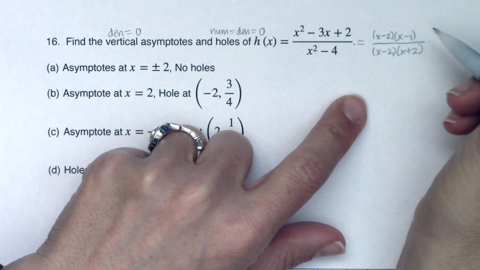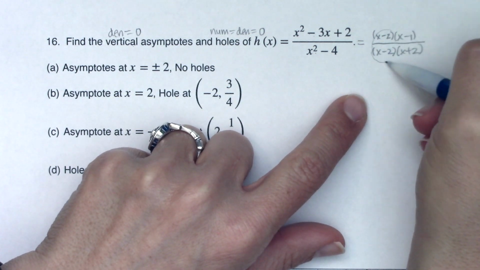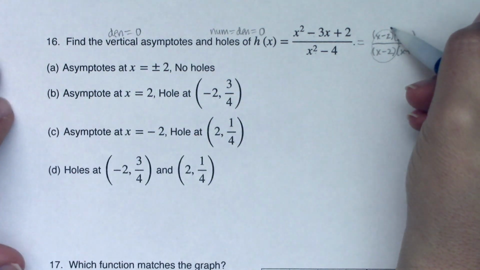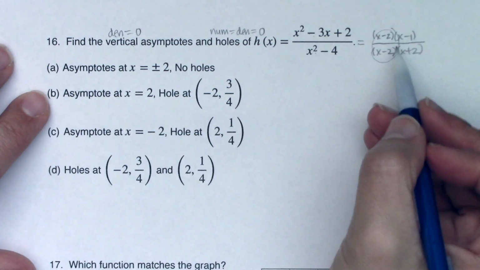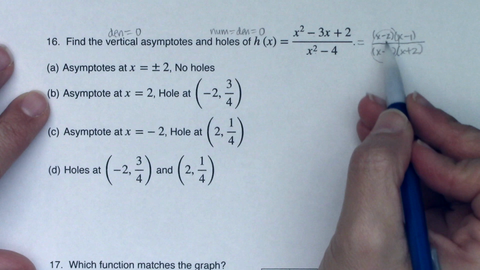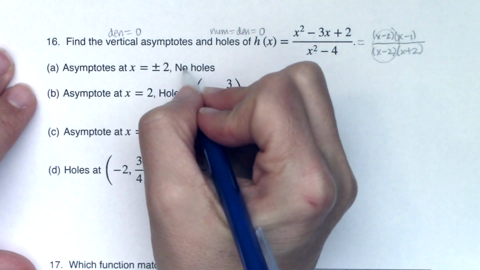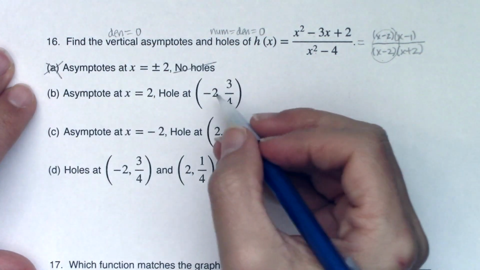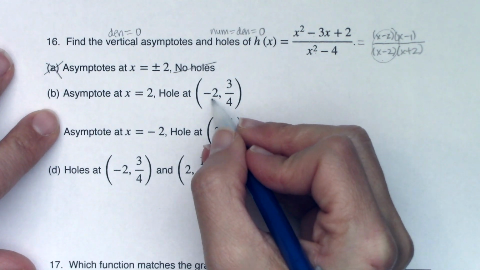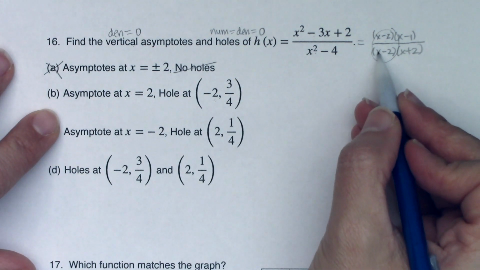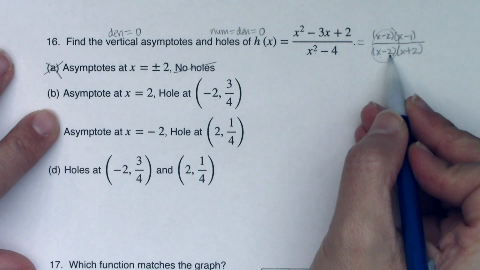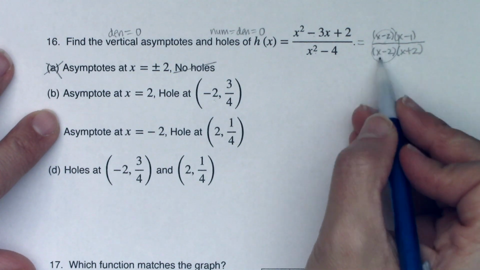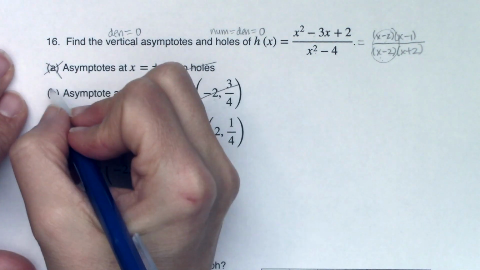So if we take a look, I do have a hole at x equaling 2. Right, so if I take note that I have the hole at x equaling 2, A is ruled out because there is a hole. B is ruled out because the hole is not at negative 2, it's at positive 2, because positive 2 zeroes out the denominator and the numerator at the same time. So this is not it.